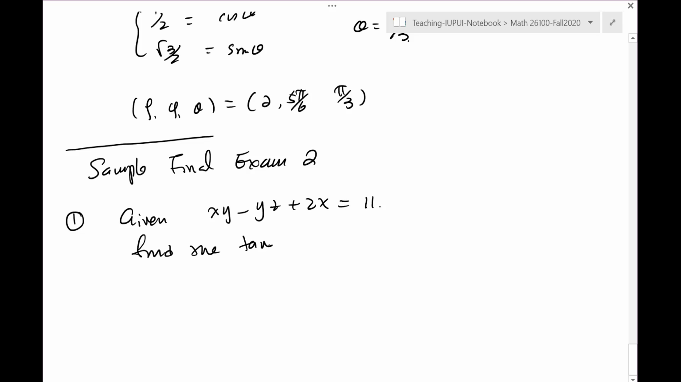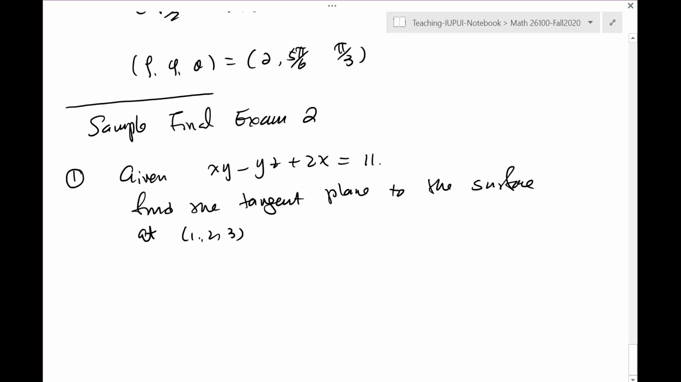Find the tangent plane to the surface at 1, 2, 3. So 1, 2, 3 indeed is a point. The reason is you double check that 1 times 2 plus 2 times 3 plus 3 times 1. So 2 plus 6 plus 3 is 11. Yes. Okay.